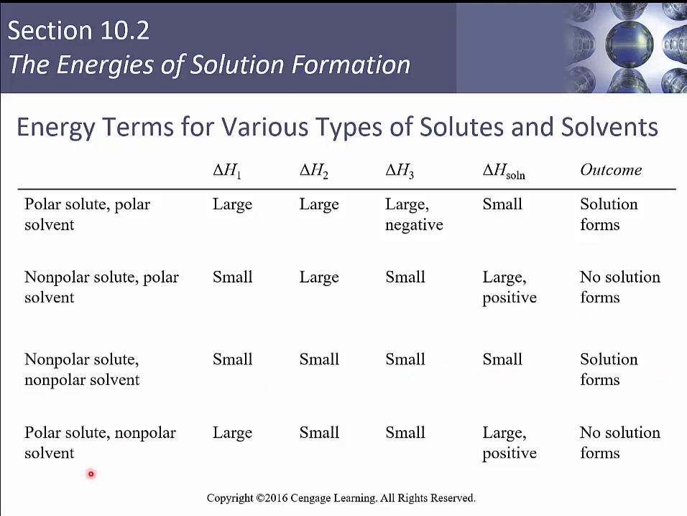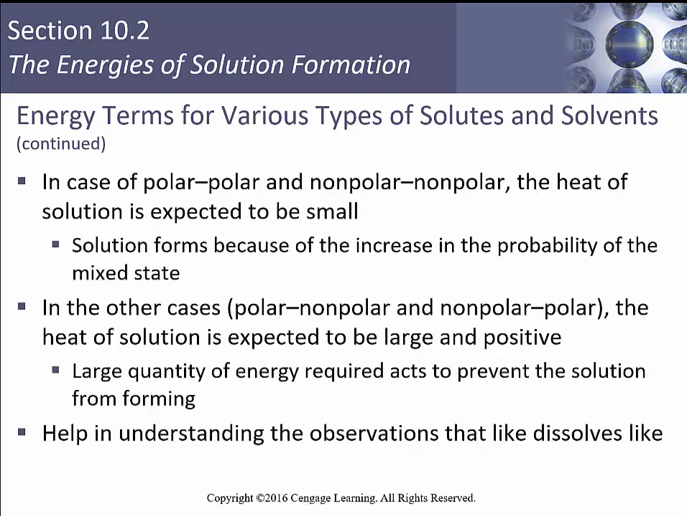If we have a polar solute and a nonpolar solvent, it's just like this case up here, but now our solute is going to be polar. So it's like taking water and trying to dissolve it into benzene. You're just going to form little pockets of water in there. The interaction between one benzene molecule and another is small, which means that our enthalpy of mixing, where they're coming together, is small. And so our overall enthalpy of solution is going to be large and positive, and we've got no solution forming.